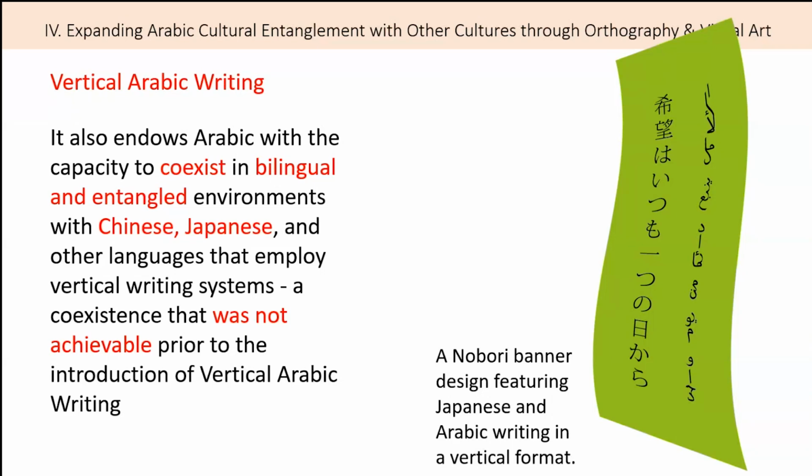On this diagram, we see a Nobori banner where Arabic and Japanese are written together. So this is the first time that you enable this system, enable Arabic to coexist with the Japanese system.